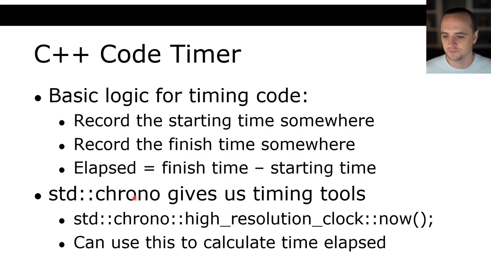And in C++, there's a package in the STL called Standard Chrono, which gives us some timing tools. So we can use Standard Chrono High Resolution Clock. I know it's a bit verbose, but that will give us the current time in microseconds, to within, I don't know, 100 microseconds or something like that. So it's pretty quick, and high resolution. We can use this to calculate the time elapsed. If we call now and record that as the start, and then we do something else, and then call now again and record that as the end, and subtract those two, that'll give us the time elapsed.